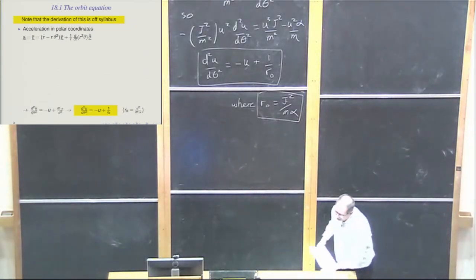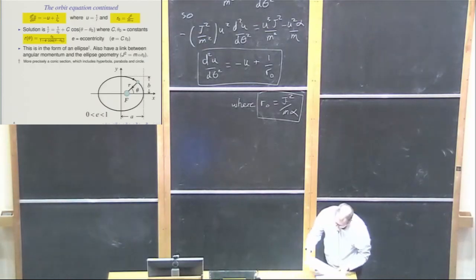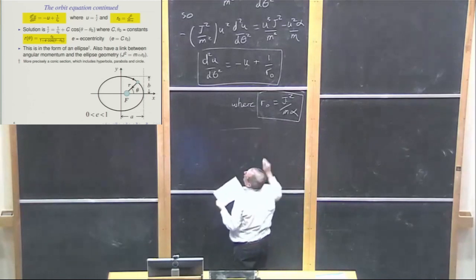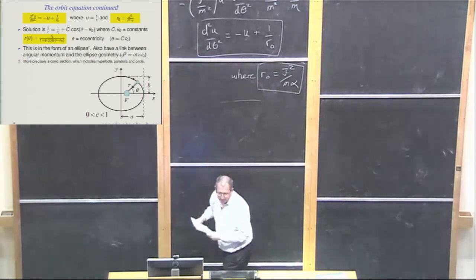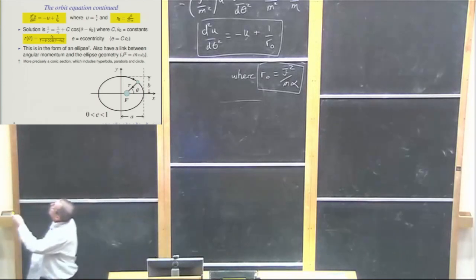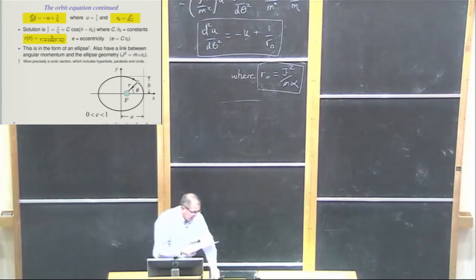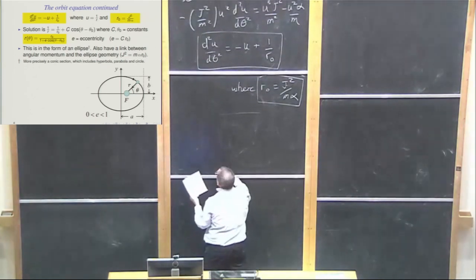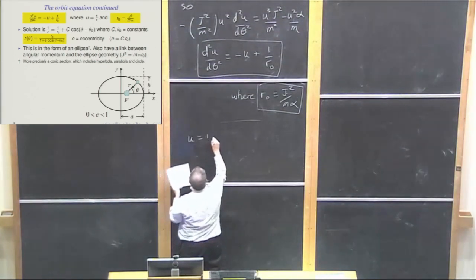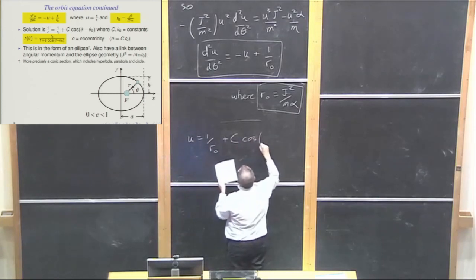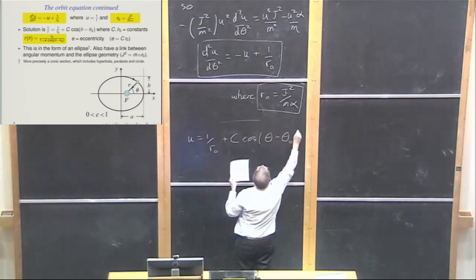So can we solve this? Well, certainly, but this is not a maths lecture, so what I've done here is actually told you the solution. But let's just justify that this works. So c is a constant and theta naught is a constant. So let's just put that in and see it does the job. So u equals 1 over r0 plus c cosine theta minus theta naught.